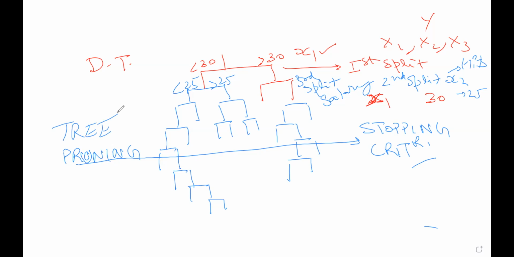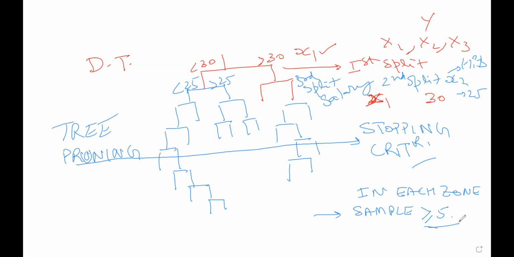So I'll start from here. The decision tree keeps on growing until I apply a stopping criterion. Generally, a stopping criterion is that in each zone the number of sample points should be greater than or equal to 5. This is what we call a thumb rule. This is not a statistical rule. This is just a thumb rule.